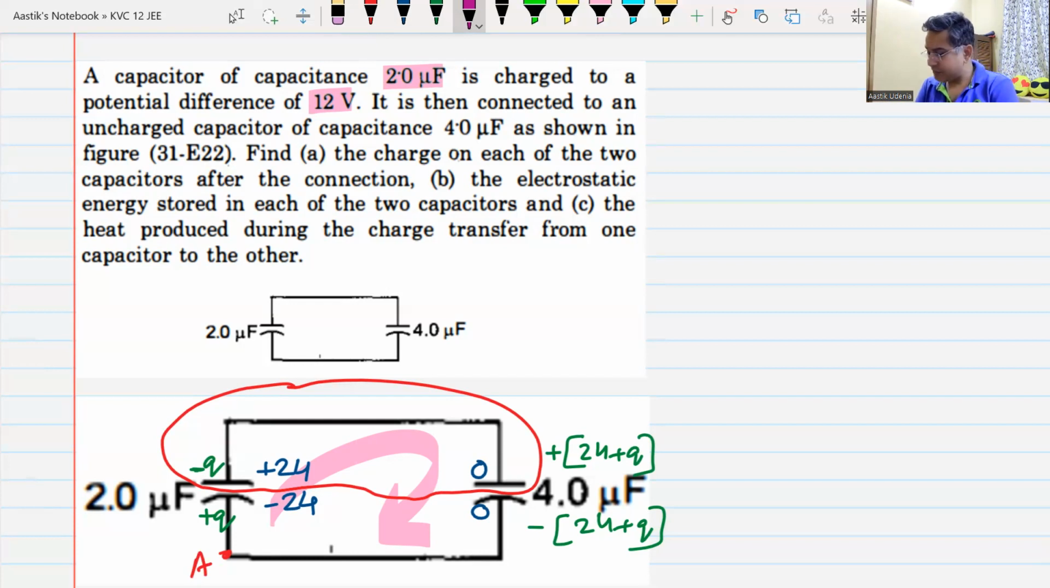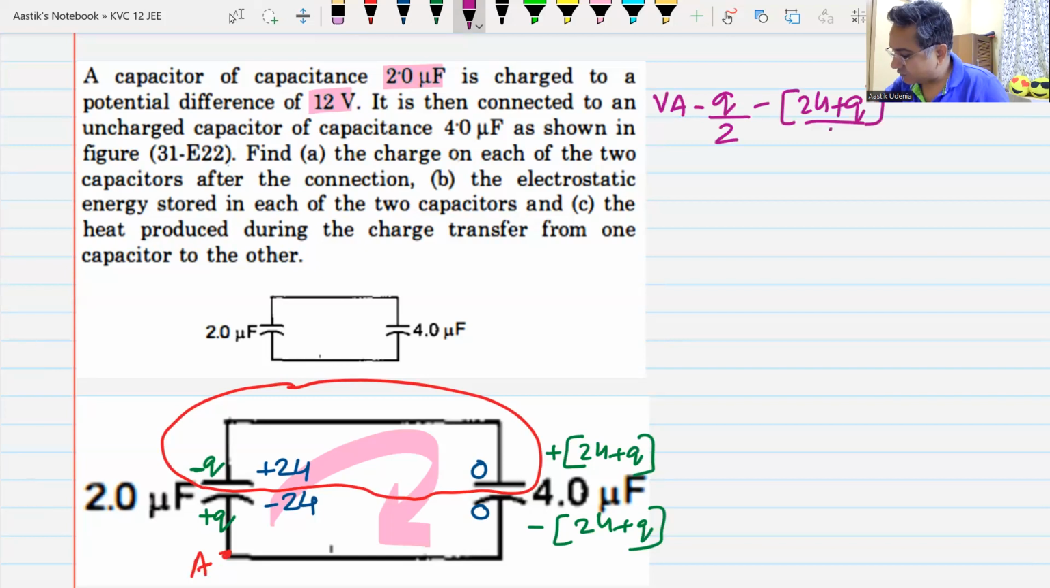Minus Q by 2, minus of 24 plus Q divided by 4, is equal to VA. Okay, I missed it: VA minus Q by 2 minus of 24 plus Q, divided by 4, is equal to VA. This should give me the value of Q. How much is the value of Q that you are getting from here?